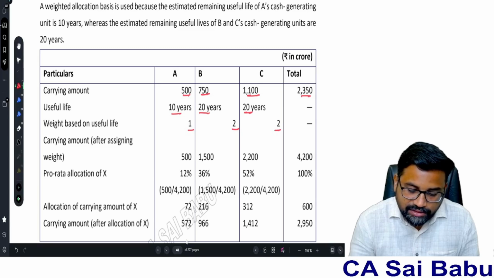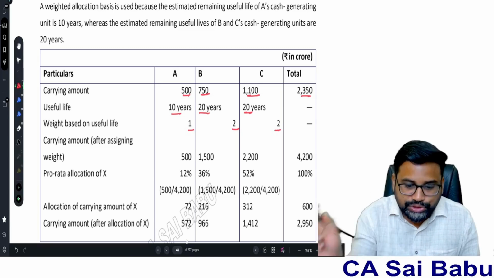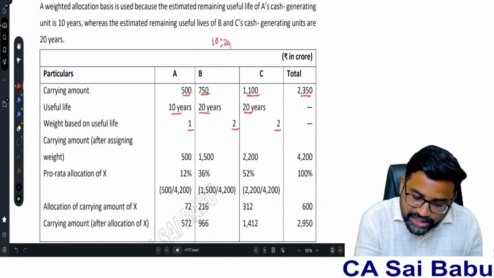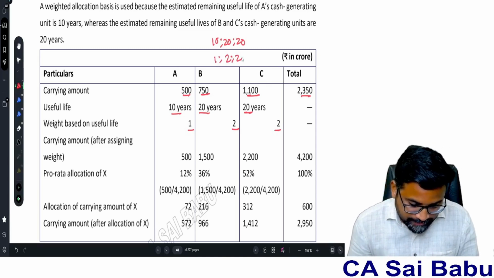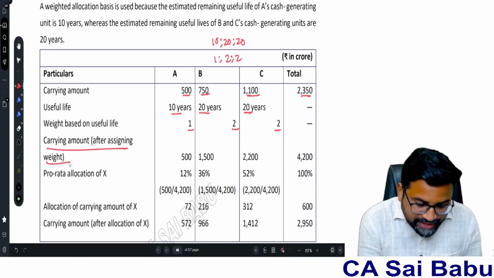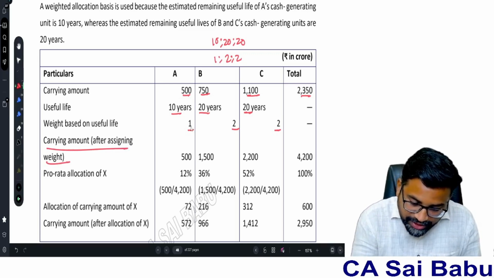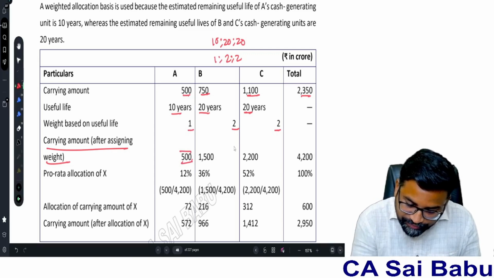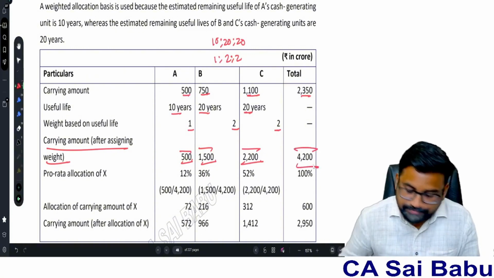If you see the weights, 1 is to 2 is to 2, because 10 years, 20 years, 20 years. So 10 is to 20 is to 20, useful life, so 1 is to 2 is to 2. Okay. Now what is the carrying amount after assigning weight? I am multiplying carrying amount with weights. 500 into 1, 500. 750 into 2, 1500. 1100 into 2, 2200. Total 4200.